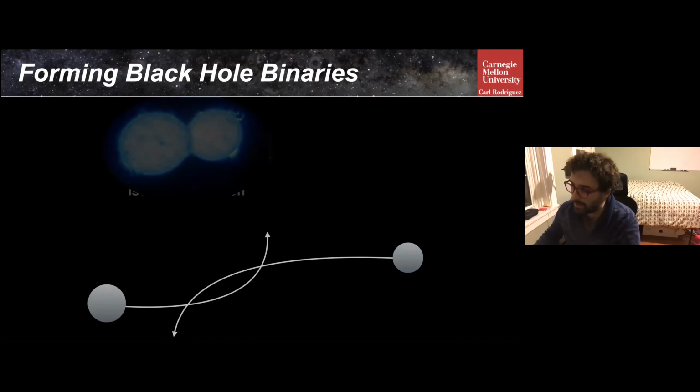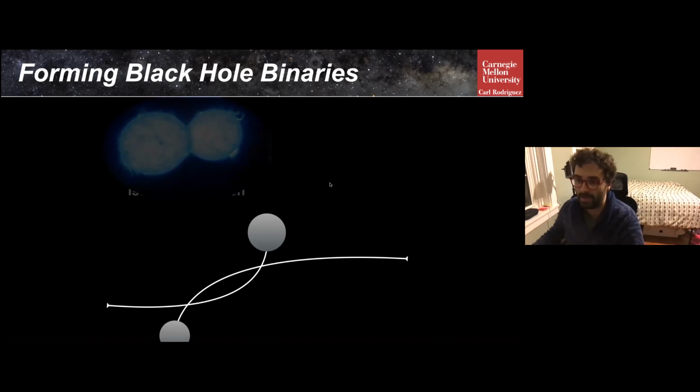If I just throw these two objects at one another in the field of a galaxy or in a star cluster, right? It's positive energy in, positive energy out. There's no way to create a bound system from a two-body encounter, at least not in Newtonian gravity. And I'm going to get back to that assumption in a minute.